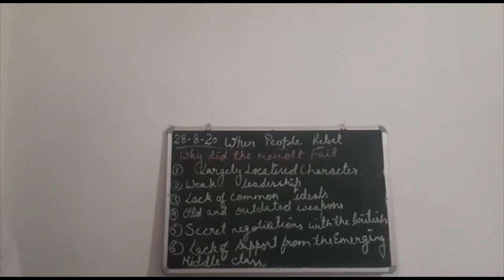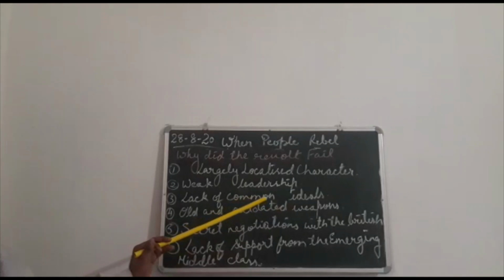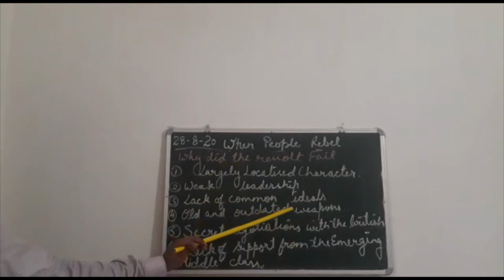Third, there was a lack of common ideals among the revolutionaries. The Hindus wanted to set up a Maratha Raj, while the Muslims wanted the Mughal rule again. Instead of going for an alternative to the colonial system, most rebels wanted to go back to the past. Not all the leaders struggled for the freedom of the country. They struggled to safeguard their position in their areas, in their empires.